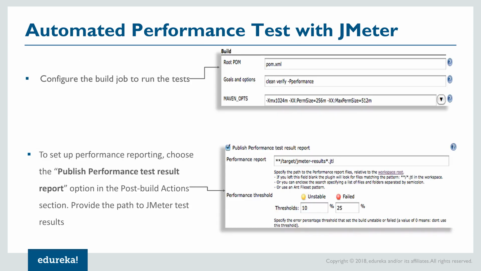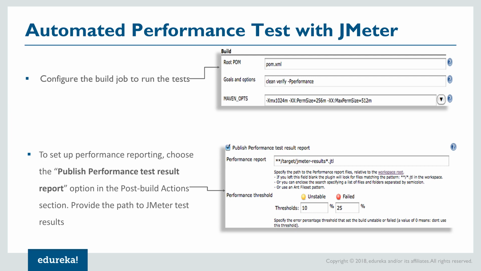So configure the build jobs to run the tests. You can go to the build section. Under the root POM, you can mention pom.xml as always. When it comes to POM goals, you can mention clean verify -P performance. Then you can give the Maven options with regards to memory and heap size and those sort of things.